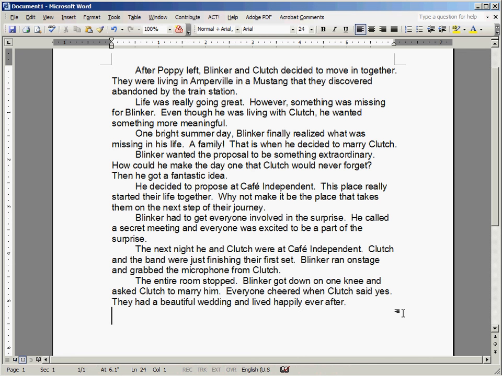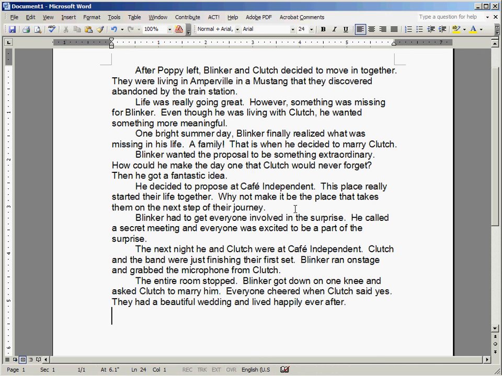The next night, he and Clutch were at Cafe Independent. Clutch and the band were just finishing their first set. Blinker ran on stage and grabbed the microphone from Clutch. The entire room stopped. Blinker got down on one knee and asked Clutch to marry him. Everyone cheered when Clutch said yes. They had a beautiful wedding and lived happily ever after.